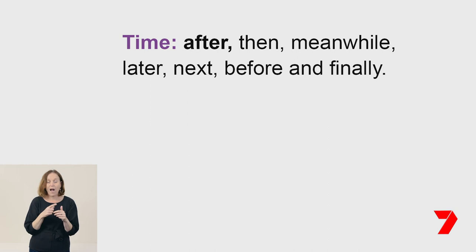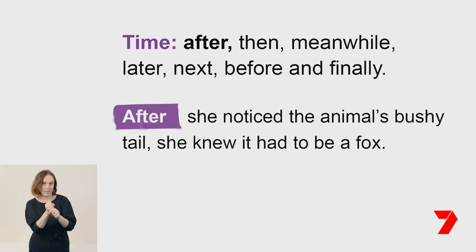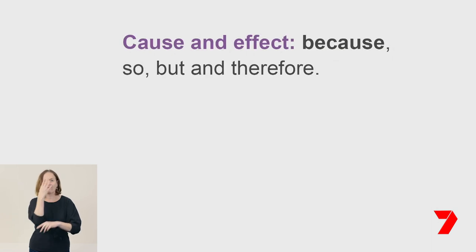Text connectives related to time or sequence include after, then, meanwhile, later, next, before, and finally. For example, after she noticed the animal's bushy tail, she knew it had to be a fox. Text connectives referring to cause and effect include because, so, but, and therefore.